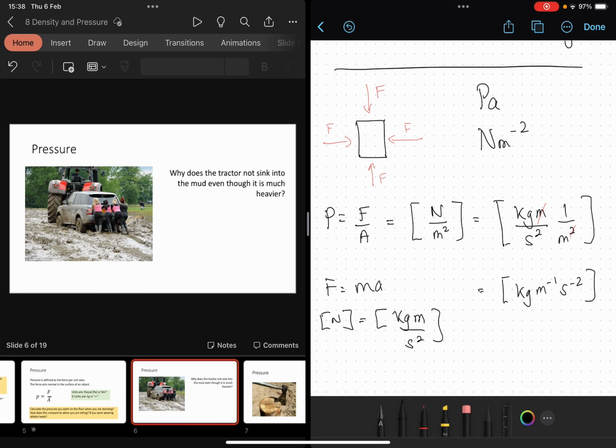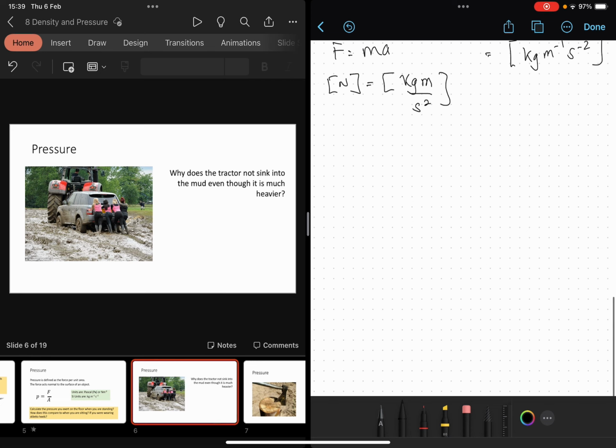So when we're talking about pressure then, and we've got an example like we've got in front of us here, we have to acknowledge that both force and area contribute to pressure. So the tractor is not sinking into the ground, even though its weight, i.e. the force on the mud, is greater, but it's also about the area of those tyres. The area of the tyres has increased by more.